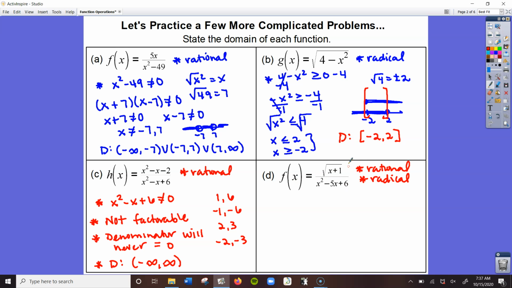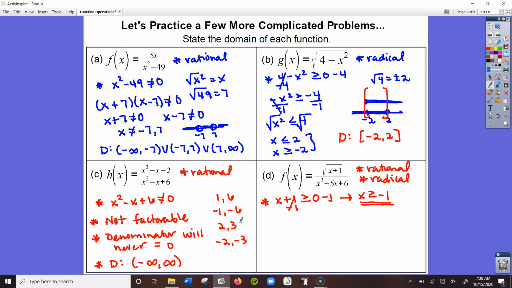So, for example, for this radical, I know that what is inside the radical has to be greater than or equal to 0. And if I solve, I get that x has to be greater than or equal to -1. Now, that's the radical portion, and that is going to be one of my conditions. So I'm just going to hold on to this information and come back to it later.